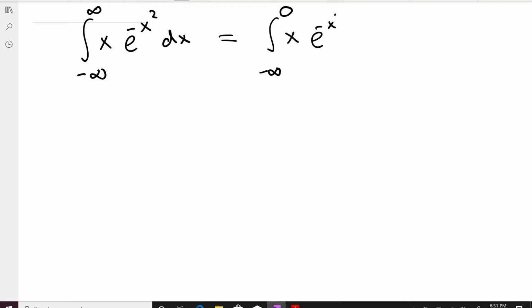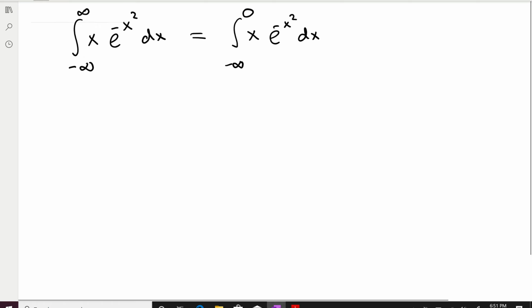Well, it doesn't need to be 0. It can be any point as long as the function is continuous at that point, everything is good to go. So the function is continuous at x equals 0, so I can choose 0. You can choose 1, 5, doesn't matter. Okay. Now then the second integral, I'm going to write it from 0 to infinity.